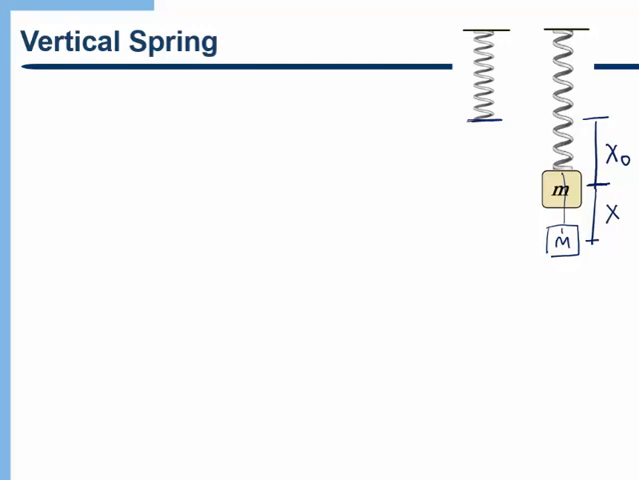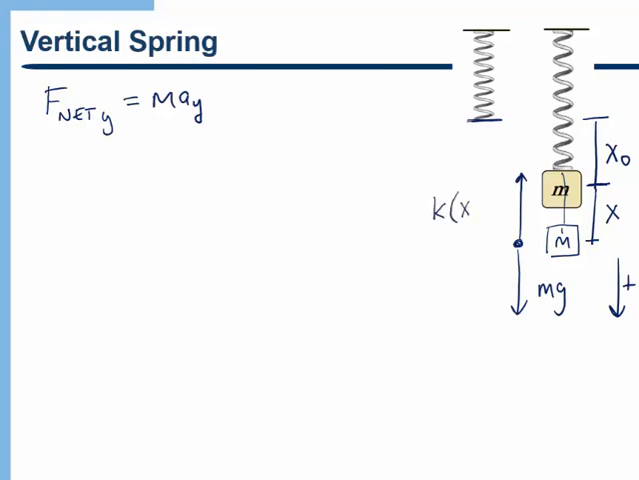By the way, in this problem, I'm treating down as the positive direction just to keep it a little bit simpler. So what we want to do is use Newton's second law. F net y equals ma(y). And I want to look at what forces are acting on the mass when it's right here. Of course, we have the downward force of gravity, mg, and then we have the upward force that the spring is exerting. Notice that that would be k(x plus x naught), because the total amount that the spring is stretched is simply x plus x naught.